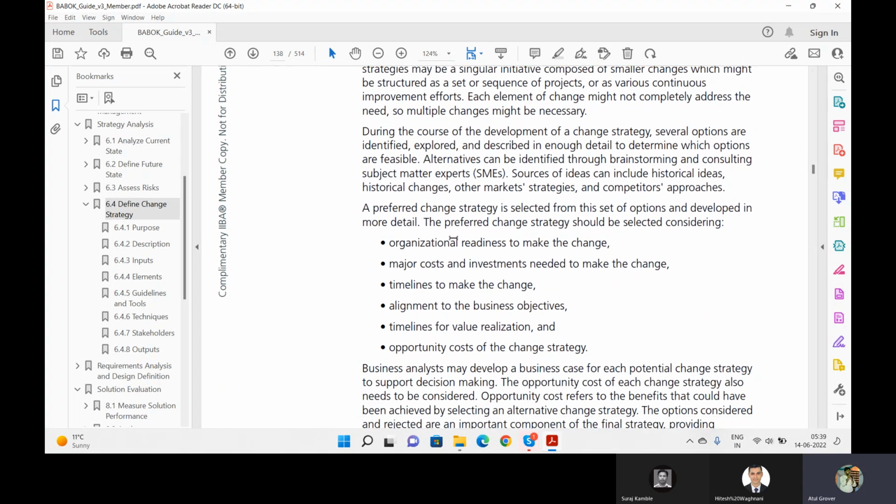And what this says, the preferred change strategy should be selected considering this. जब आप ऐसा कर रहे हैं, you have to see the readiness of making the change. Very much important. मैंने घर इनोवेट करवाना है, लेकिन ना मेरी वाइफ रेडी है, ना मेरे पेरेंट्स रेडी हैं, ना मेरे बच्चे रेडी हैं, क्योंकि उनके पास टाइम नहीं है अभी. They want to do this thing but not at this point of time.